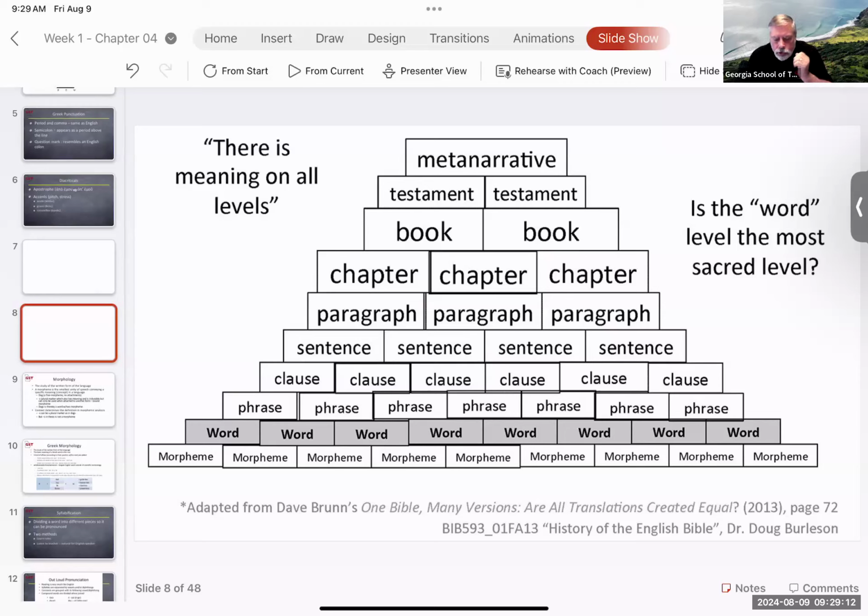And so we don't want to neglect the meaning at every level. A word study in and of itself is good, but let's not ignore the phrases, the clauses, the sentence, the paragraph, the narrative across every level.